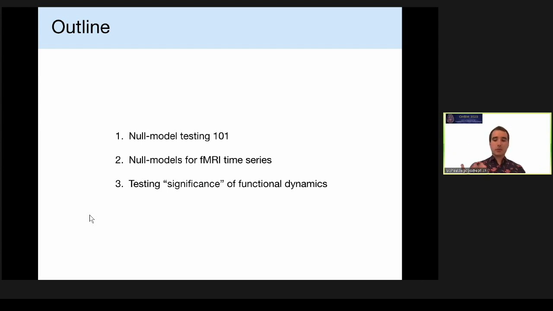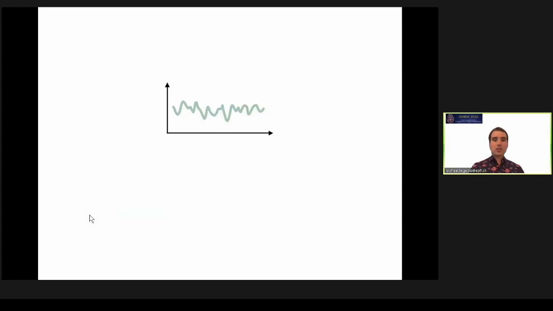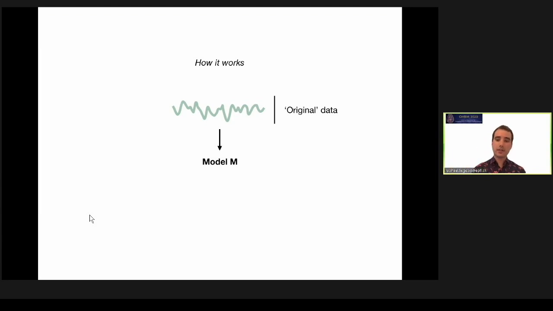What are we doing when we do null model hypothesis testing? Well, essentially it consists in trying to understand the nature of the statistical information that is contained in some data that we are using. So typically here we have a time course and we are wondering what is the statistical nature of this data. So starting from this, we denote the original data. Null model testing consists in identifying a model, big M, from this data set.